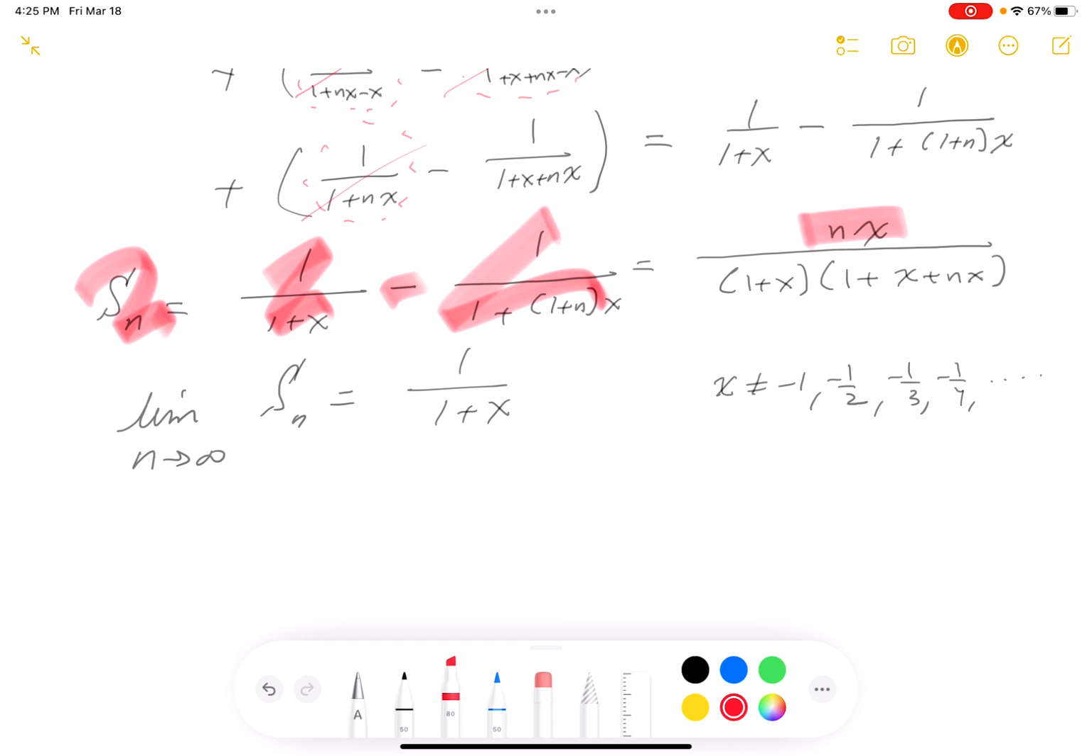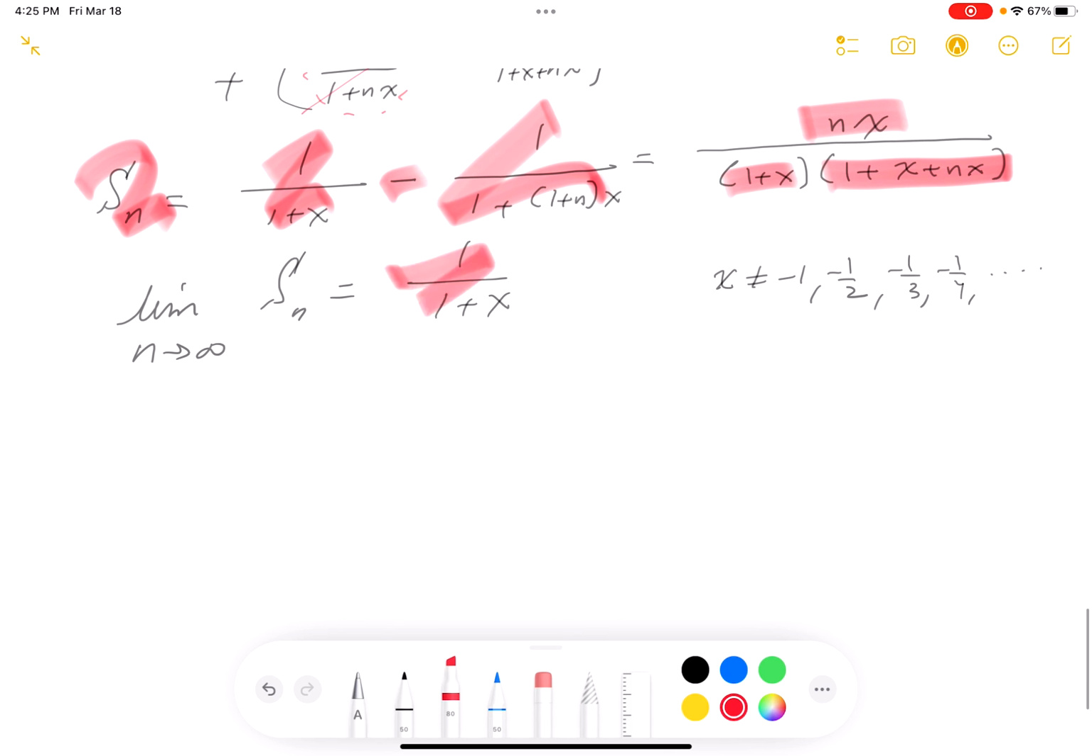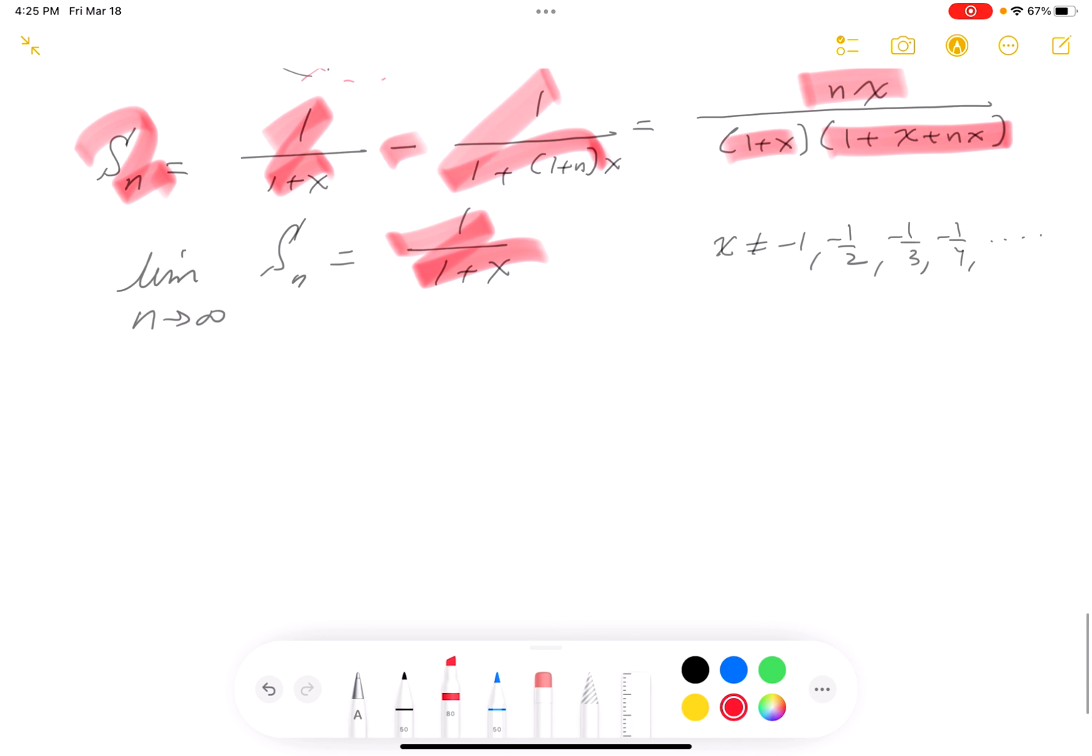Yep. Did they write this down? Nx, 1 plus x, 1 plus x plus nx. Yep. Did they write the infinite sum down? Yes. Did they write down the restrictions? Minus 1, minus 1/2, minus 1/3, 1/4, yada, yada, yada. Yes, they did. Everything is good to go. Thank you.